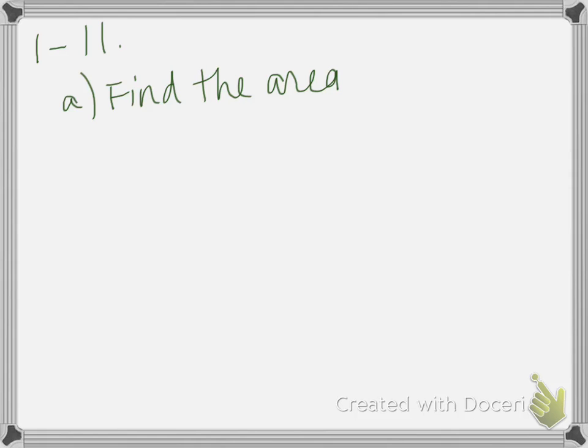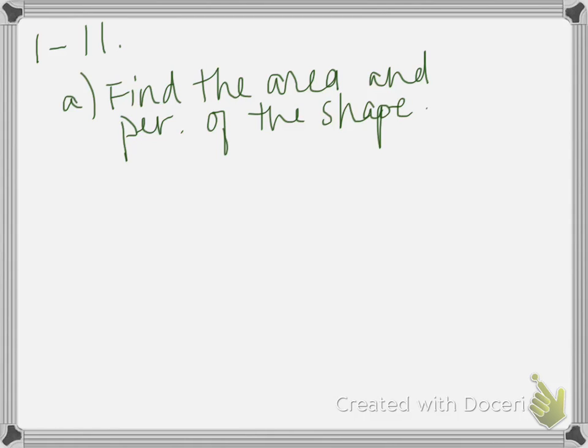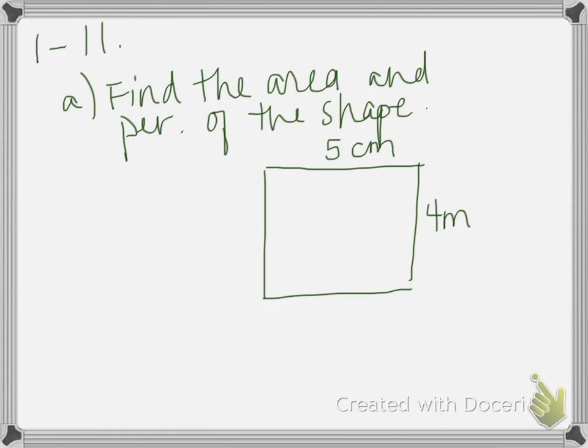Now go ahead and take a look at your review preview problems. I'm going to be looking at 1-11. Let's work on this one together. So if we look at part A, it asks us to find the area and perimeter of the shape. And they give us a shape that looks something like this. I'm not going to draw the unit tiles, but it does give us a 5 centimeters here and a 4 centimeters here. So if we wanted to find the perimeter, what would we do? Go ahead and try yourself.